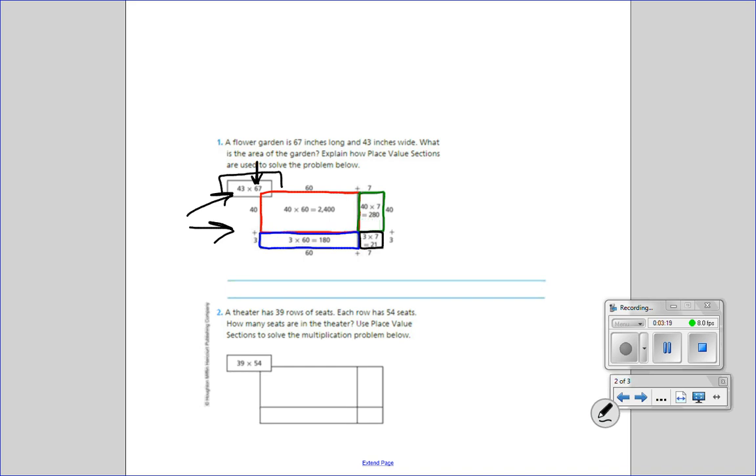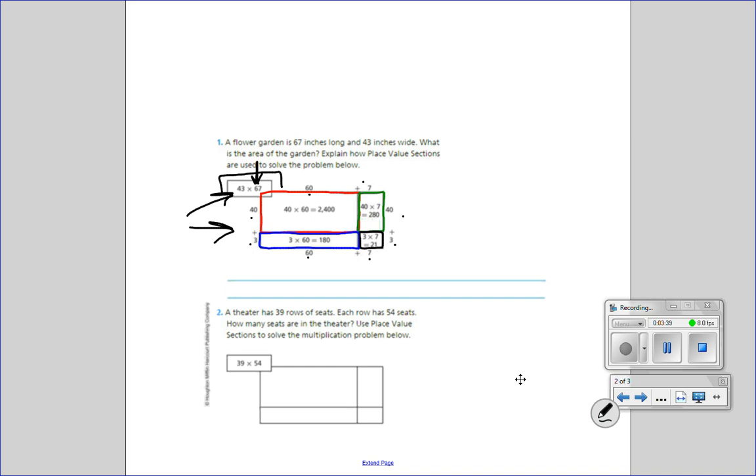Because for the red rectangle, it's 40 times 60. For the blue rectangle, it's 3 times 60. The green rectangle is 7 times 40. And then the black rectangle is 3 times 7.